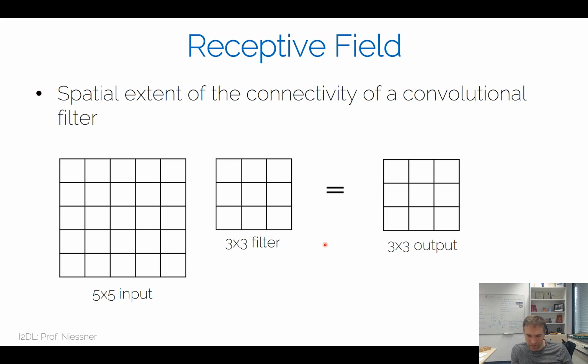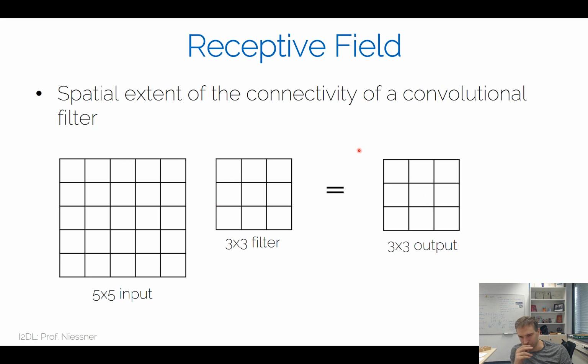But I'll get to this. This has a drawback. There's a bit of a balance you have to strike here. But let's first define what receptive field is. Receptive field just means, okay, how many pixels are affecting the respective output? Okay, so if I have a 5x5 image and a 3x3 filter, I get a 3x3 output.